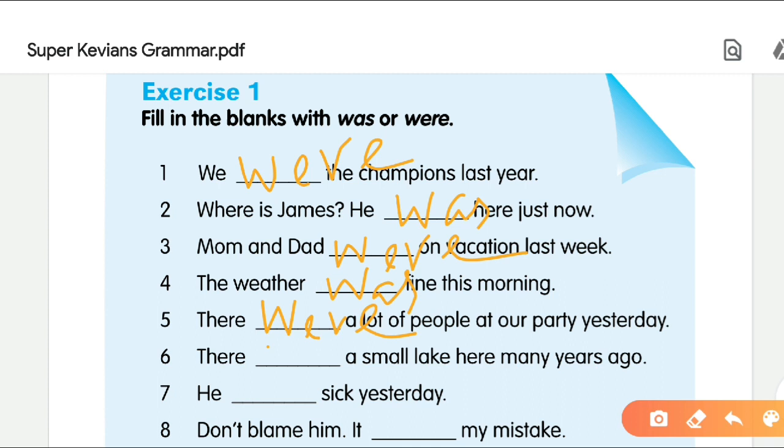There was a small lake. A single lake is there. There was a small lake here. He was sick yesterday. Don't blame him. It was my mistake. It was my mistake means you are single here. That's why we are writing here it was my mistake.